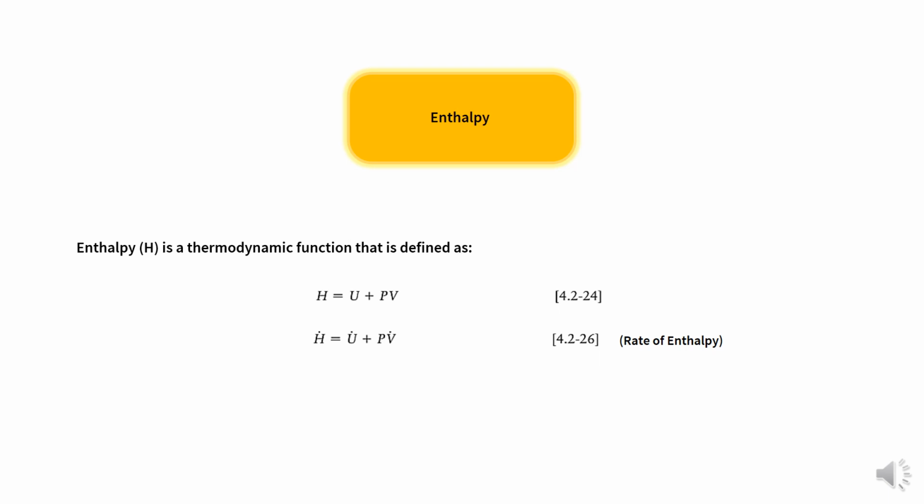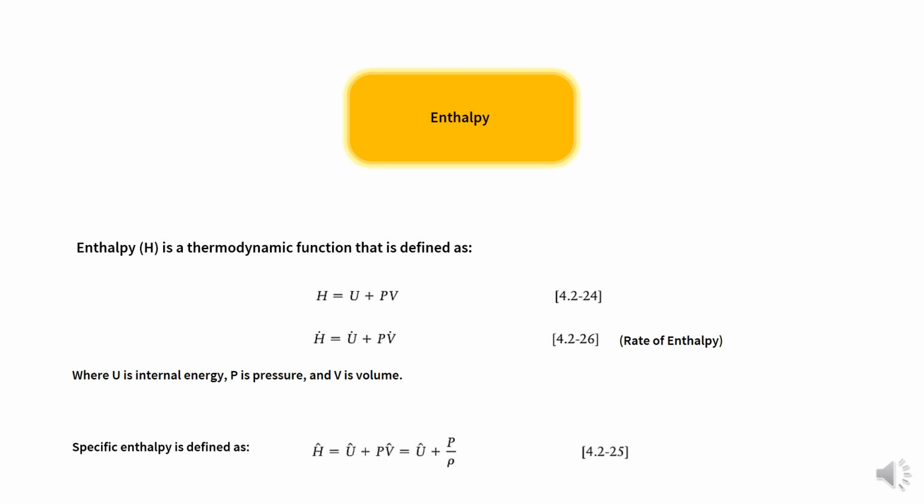The last part of this segment is enthalpy. Enthalpy, or H, is a thermodynamic function defined as H equals U plus PV. And the rate of enthalpy, or H dot, is the rate at which enthalpy moves with fluid or other material. It can be calculated as H dot equals U dot plus PV dot, where U is internal energy, P is pressure, and V is volume. We can also calculate the specific enthalpy, and we can see the equation in this slide.